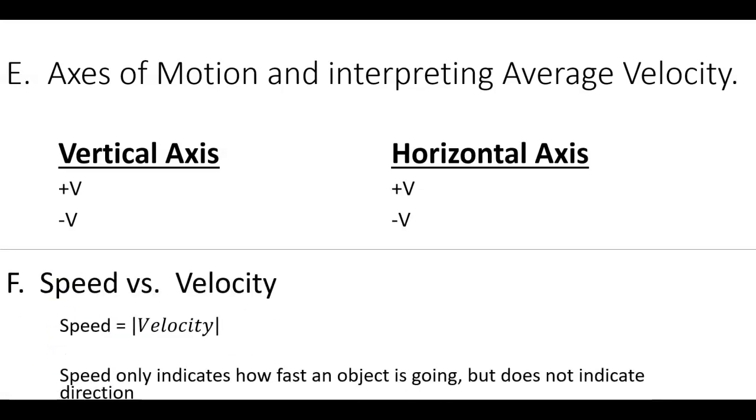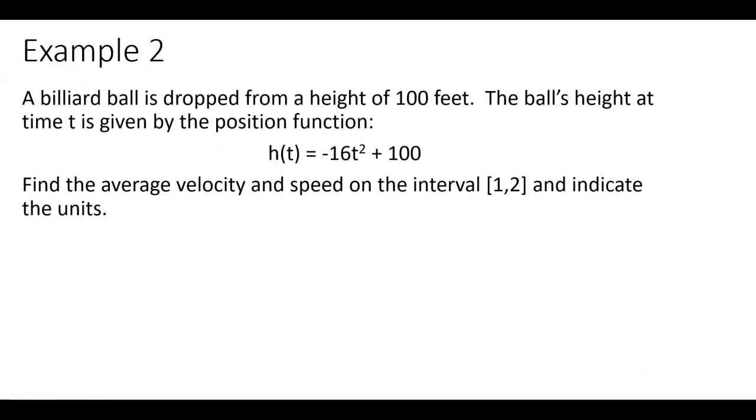Speed versus velocity, let's talk about that. Speed is the absolute value of velocity. So, guys, velocity tells you how fast and what direction. But if you take the absolute value of it, you're ignoring the direction. You're looking just at speed. So speed only indicates how fast an object is going, but it does not indicate the direction. So you've got to pay attention carefully on your questions. Am I asking for speed or am I asking for velocity?